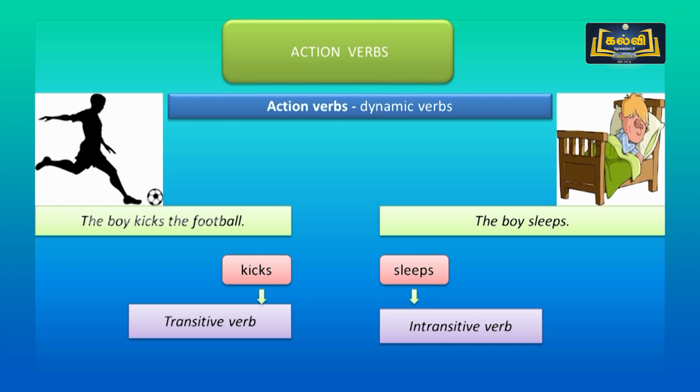Towards the right, you can see a boy. What is he doing? He sleeps. Look at the sentence. The boy sleeps. Here, the verb is sleeps. And this sentence gives a complete meaning. There is no need for an object. So, this verb is called an intransitive verb. So, in action verb, we have two verbs, transitive verb and intransitive verb. Right. Let's move to the next one.